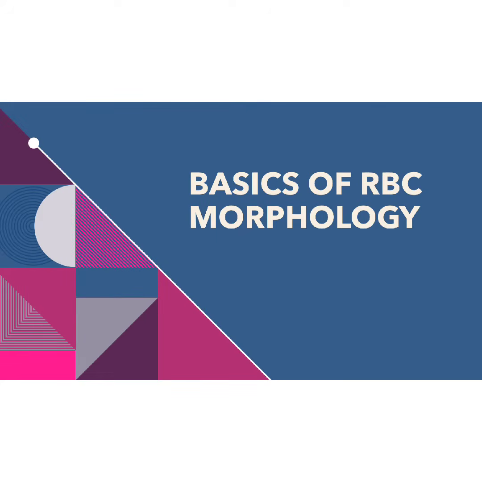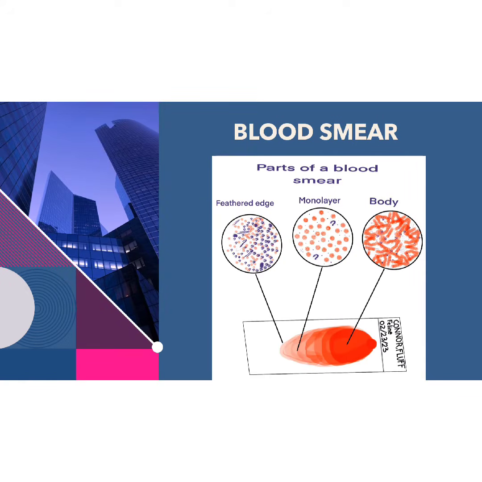Welcome back. This video is going to cover the basics of red blood cell morphology. Once you perfect the art of making a blood smear, it will have a nice teardrop shape, and it'll have three parts. It'll have the feathered edge where most of the white blood cells have fallen due to their weight, and we'll have everything kind of crowded together there.